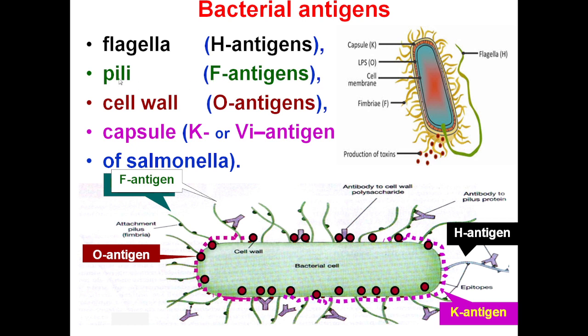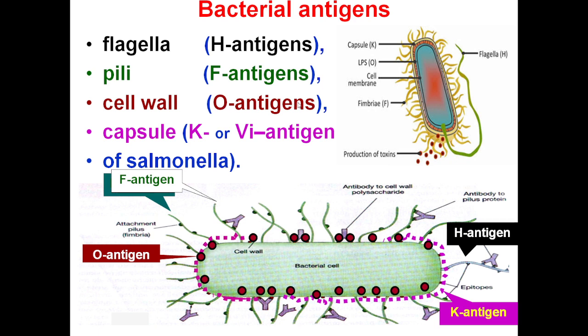Second type of antigens are antigens of pili, for example, F antigens. F antigens occur in the pili. Pili are not flagella, it means they are not involved in movement. Pili are used by bacteria for attaching to other bacteria, human cells or substrates. They are F antigens.